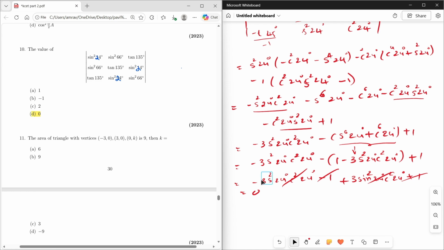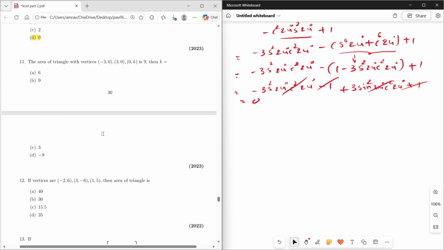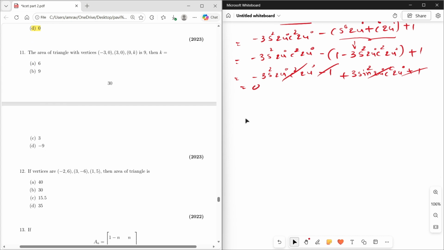Okay. So this is how, by expanding that, it may look lengthy, but by expanding it easily you can find out what the answer is. Okay. The next question is a very simple question. The area of a triangle with vertices is 9, then k is equal to what? They have only given the area of the triangle. You are supposed to find the value of k.